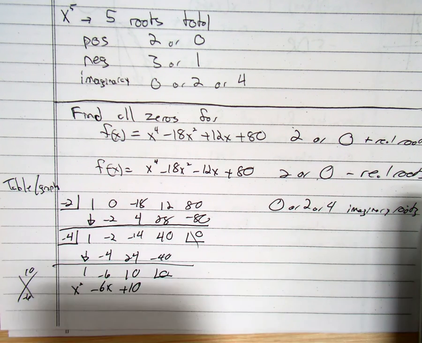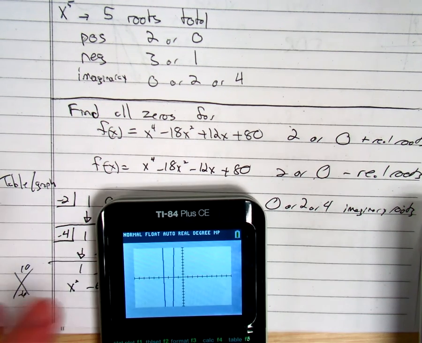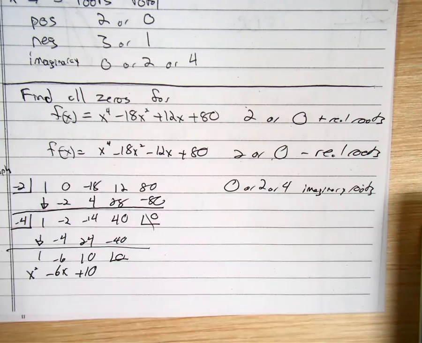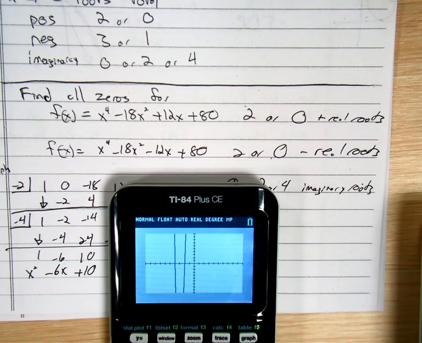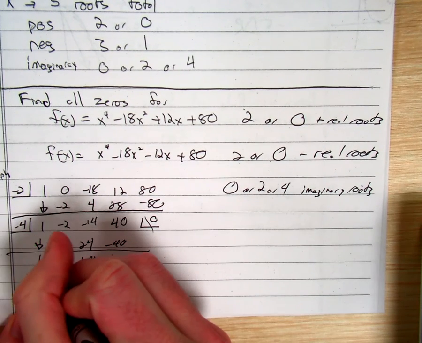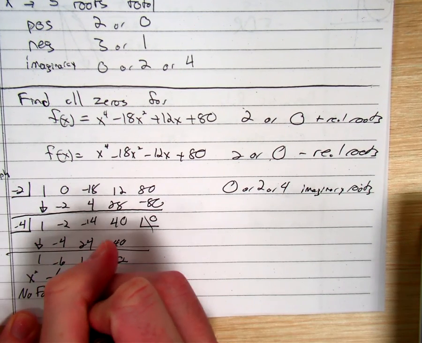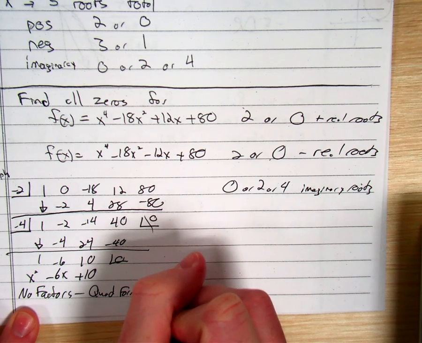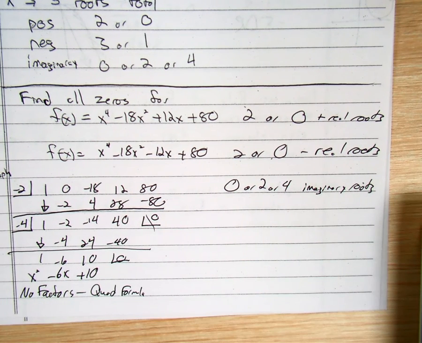Okay, think about this. We said there's 4 roots. I'm only seeing 2 of the negatives, just like we predicted here. Okay, where would the other 2 come from? Imaginaries. So if it's imaginary, it's not going to factor. So if it doesn't factor, what do we have to do? Quadratic formula. Okay, quad formula.